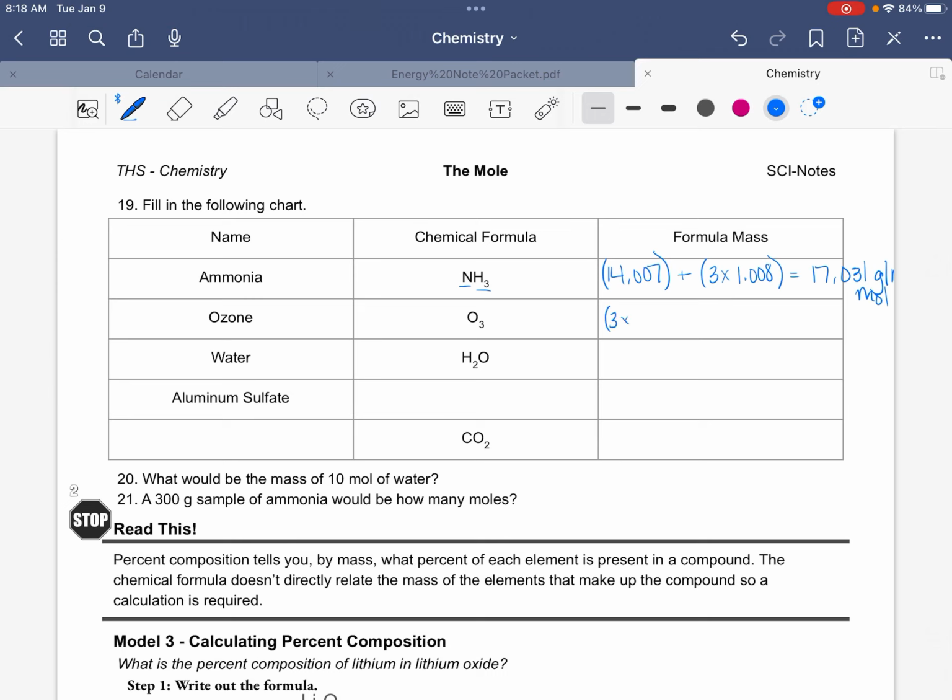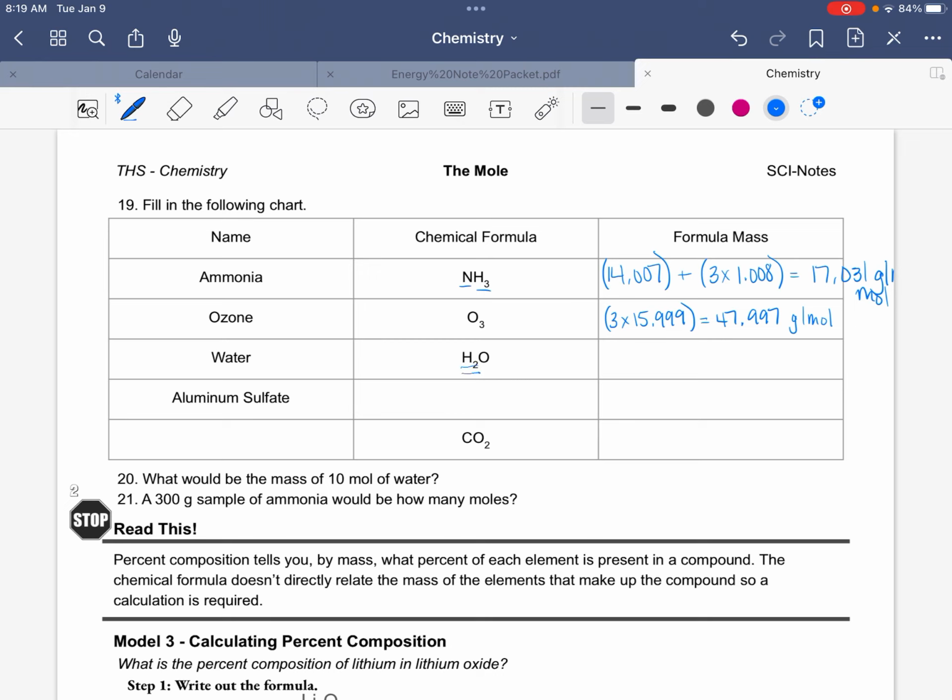For our next one, ozone, we have O3. So we're just going to take 3 times the mass of oxygen, so 3 times 15.999. I'm just getting that number off the periodic table. So I'm going to have 47.997 grams per mole for my formula mass.